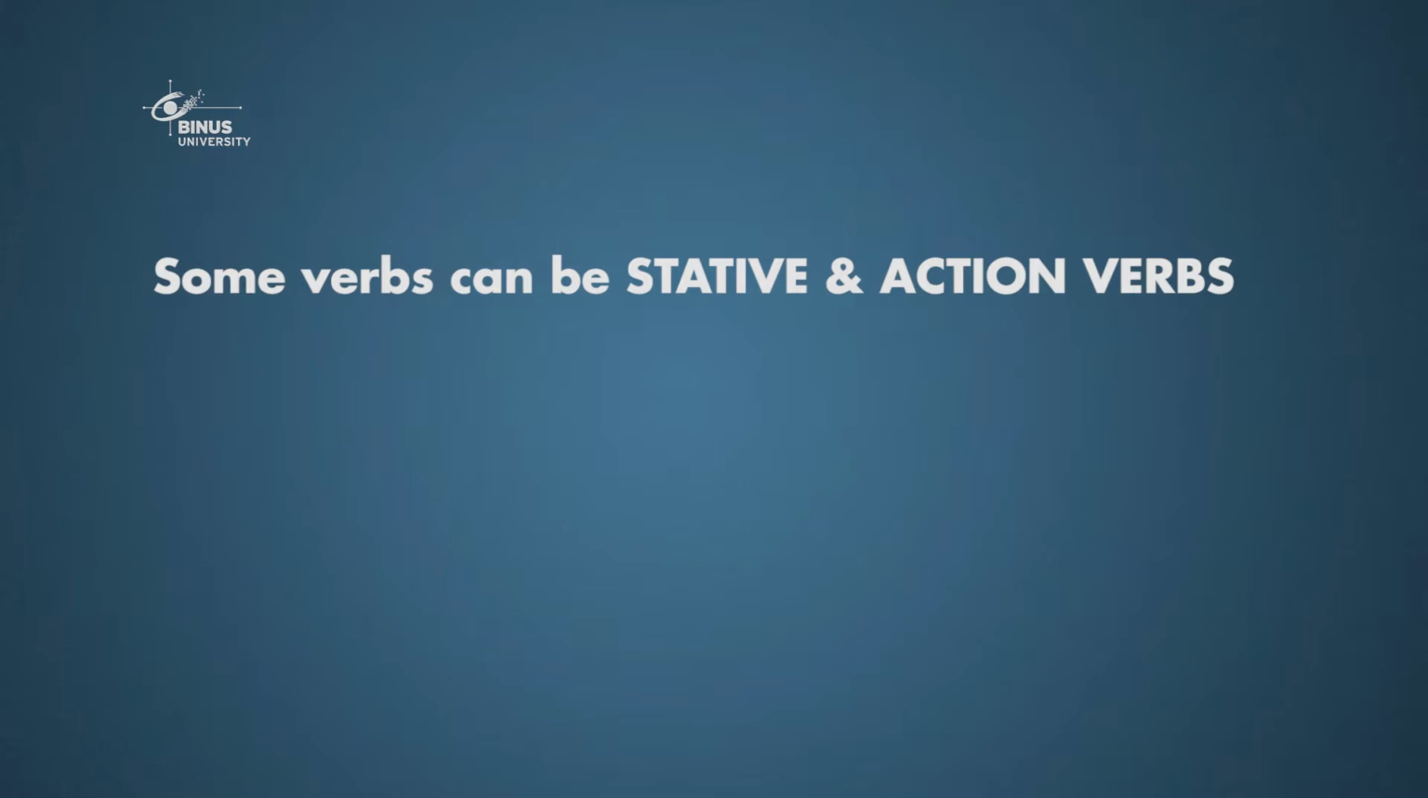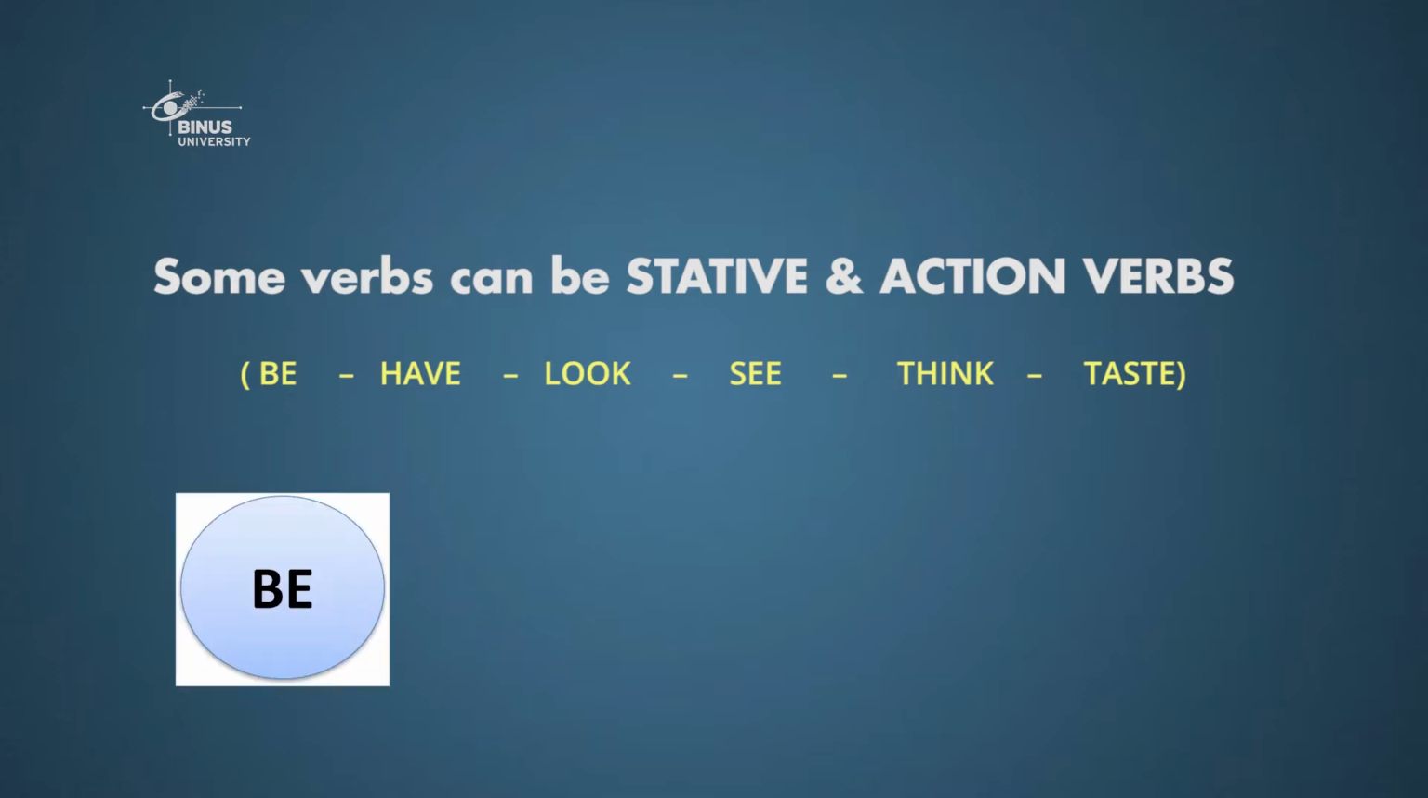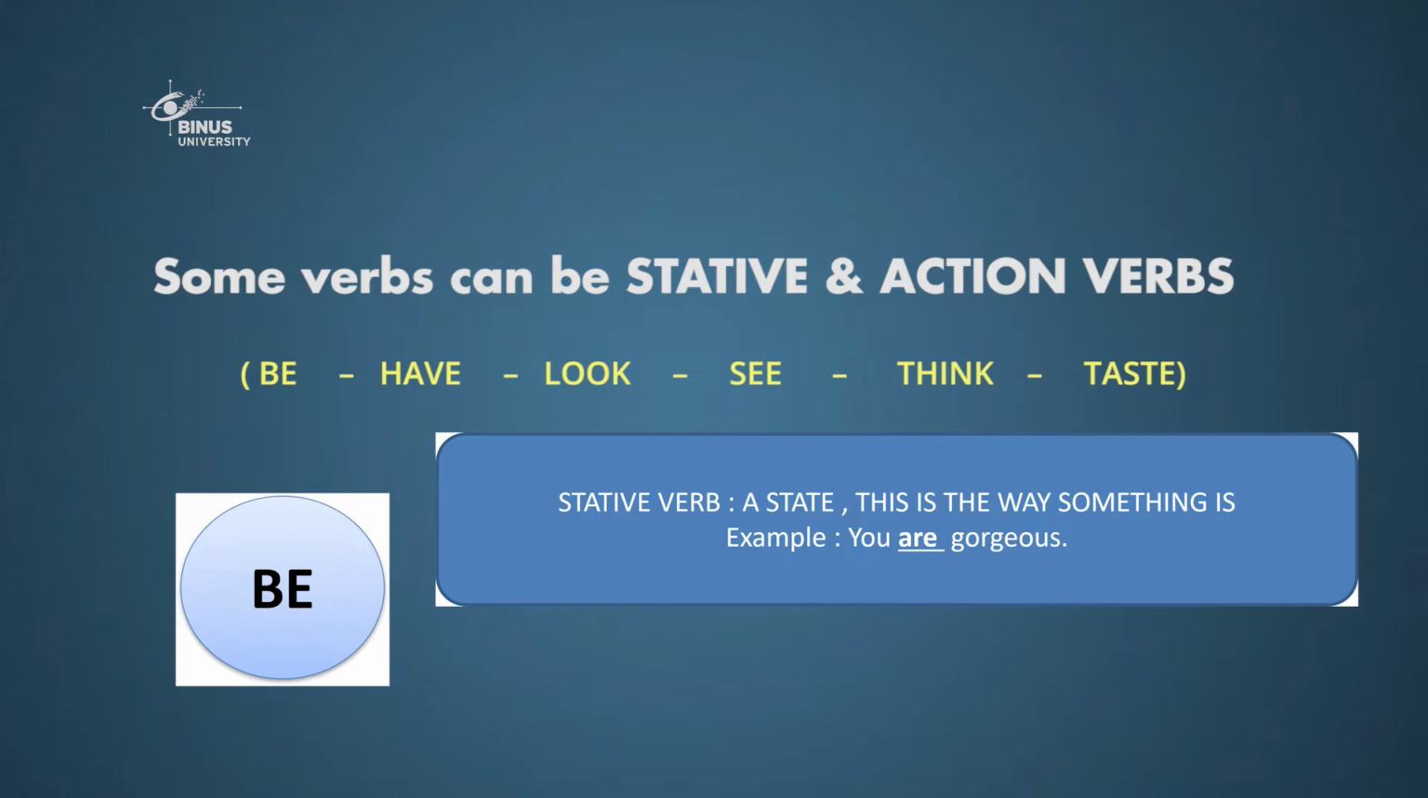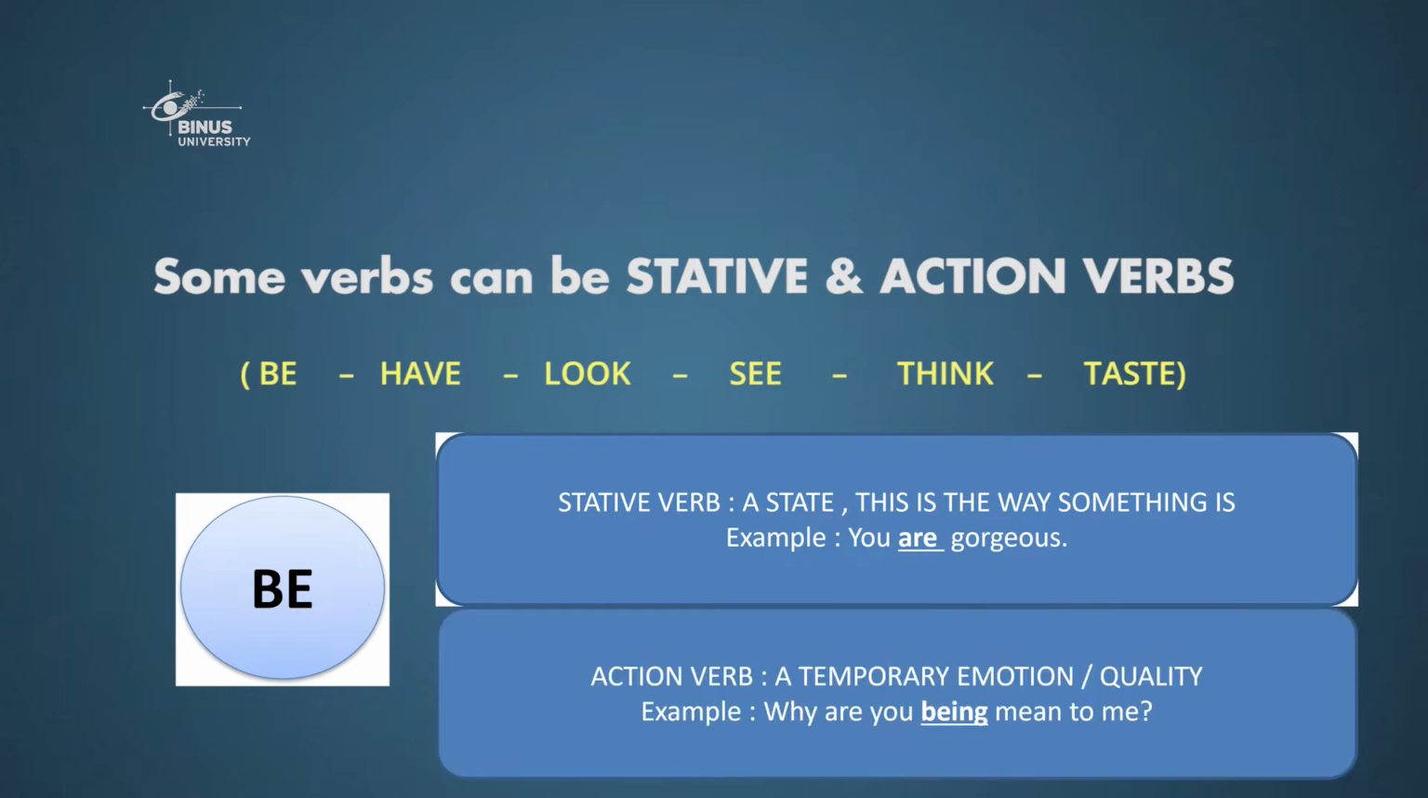Now coming to verbs that can be both stative and action, just like be, have, look, see, think, taste. All of these words can be stative and action. Take a look at the example using be. You are Georges. This is the stative verb when you're describing something. And when you go for temporary emotions or quality, like, why are you being mean to me? That is being.